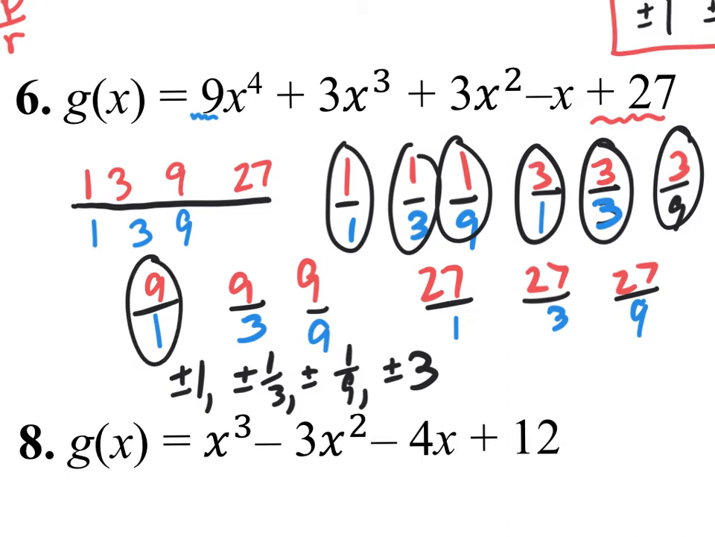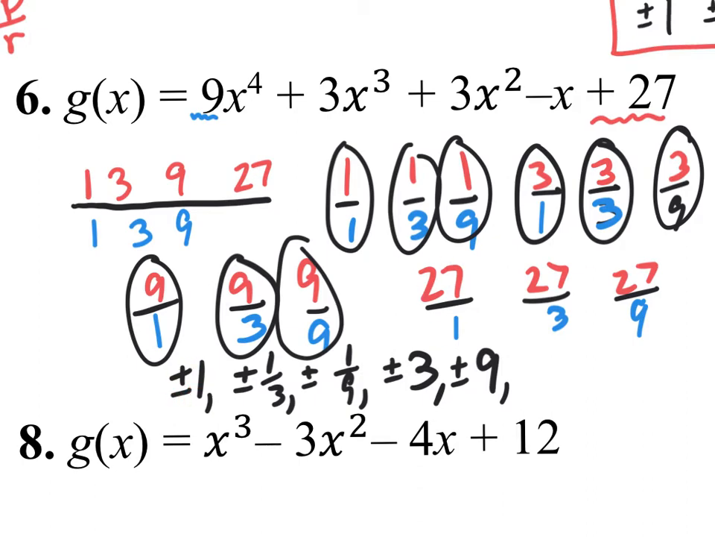9 over 1. Yeah, plus or minus 9. How about this next one? 9 over 3. That's really a plus or minus 3, but you see, we already have it, so I'm not going to write it again. How about the next one? 9 over 9. That's plus or minus 1, but I already have it. I don't have to write it again.